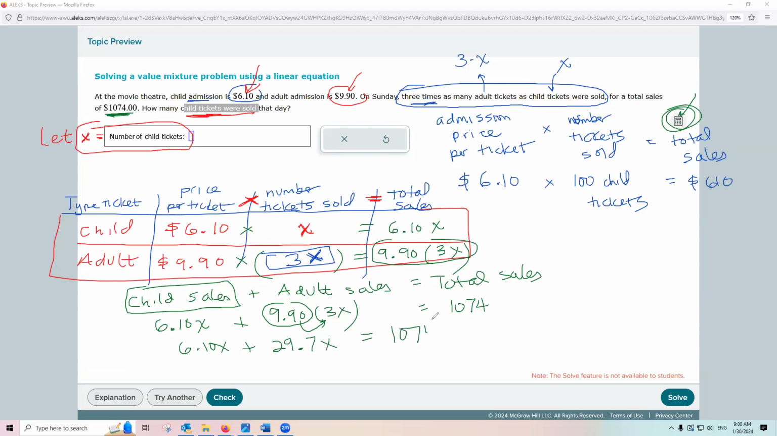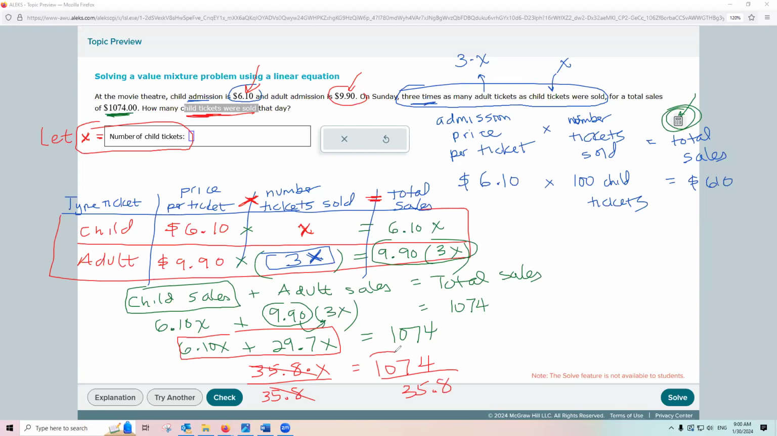All right, well, these are like terms here on the left-hand side. So I can just add these together. 6.10 plus 29.7. What is that? I'm going to do that in my head. I think that's 35.8x. Let me just double check that. I think that's right. Last step, I want to get x by itself. I'm going to divide both sides by 35.8 to get x by itself.